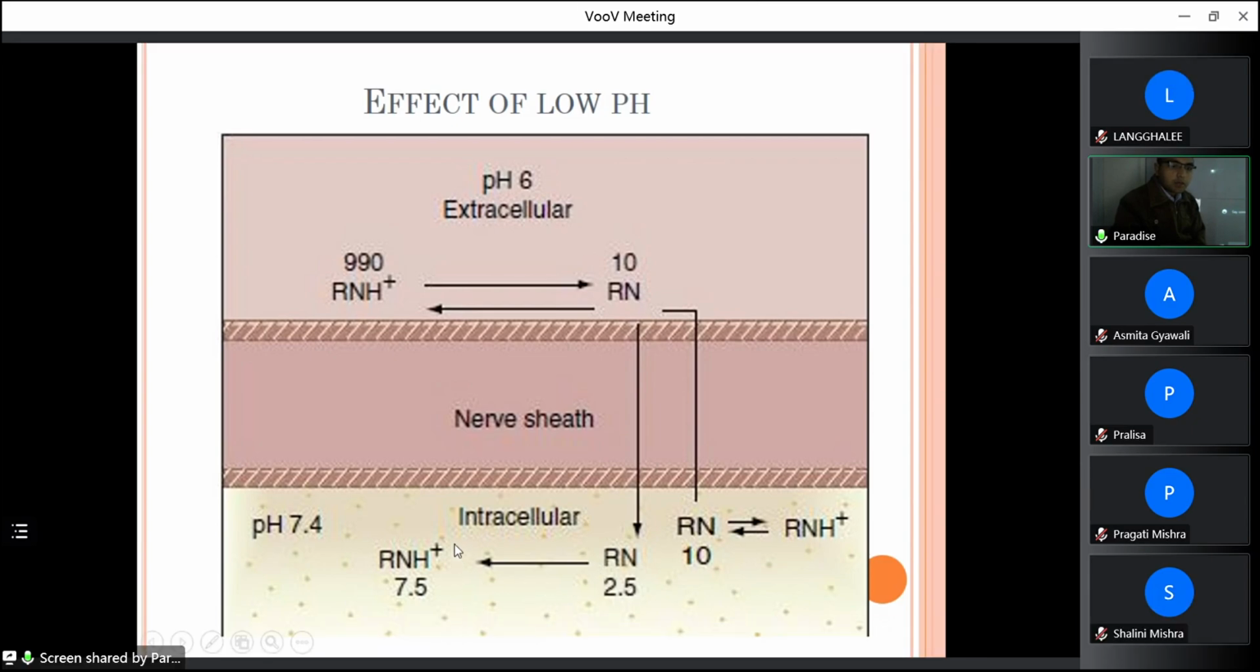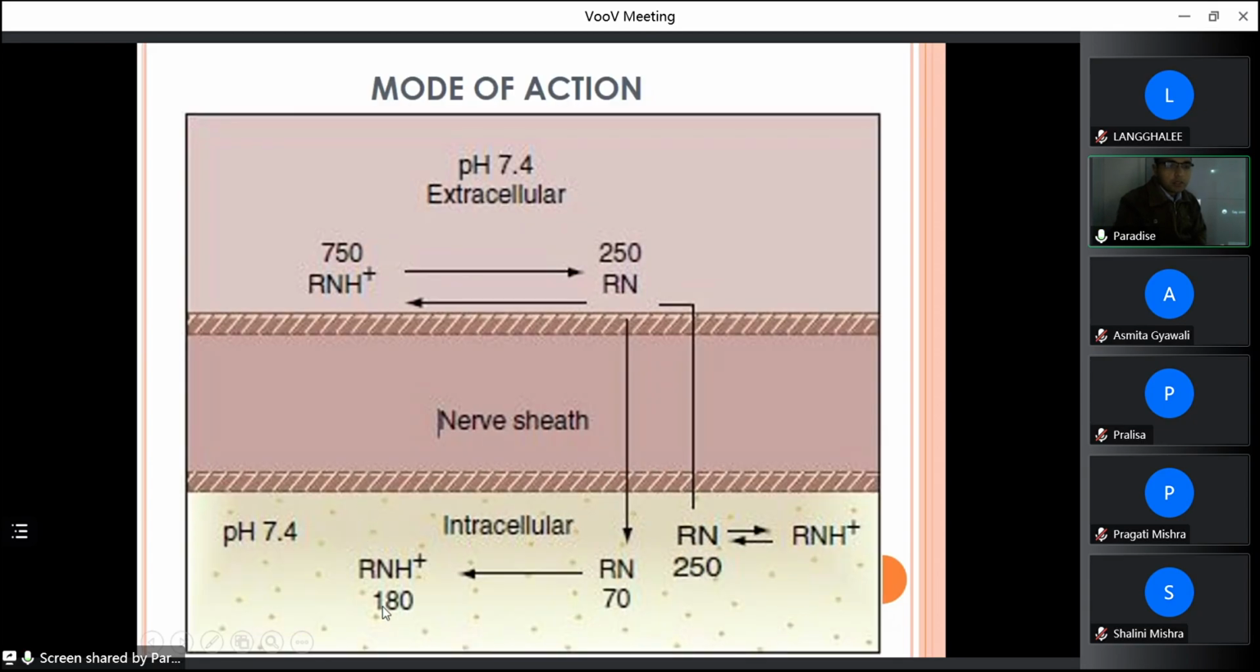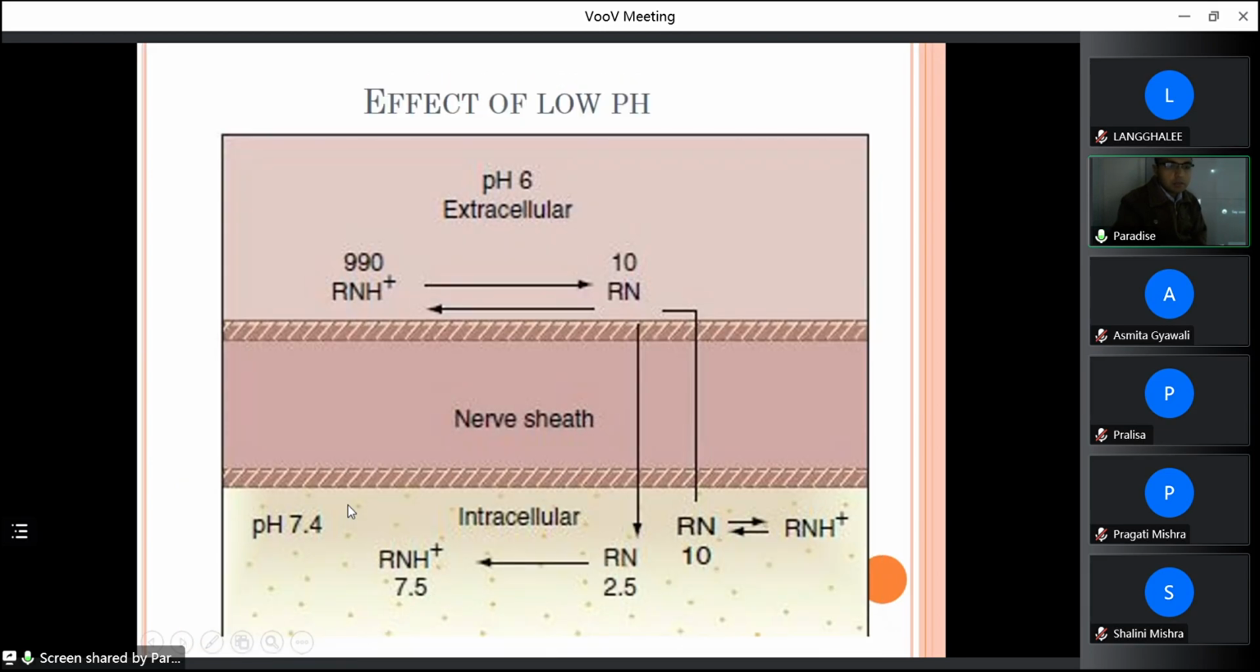Now this 7.5 number of RNH plus molecules will react; it binds to the voltage-gated sodium channel and blocks it. Previously 180 molecules were there to bind the sodium channel, but in case of an acidic environment, only 7.5 molecules will bind to the sodium channel. That's why a sufficient number of voltage-gated sodium channels are not blocked, and it could not prevent the generation of action potential or depolarization, and the patient will still have some pain.